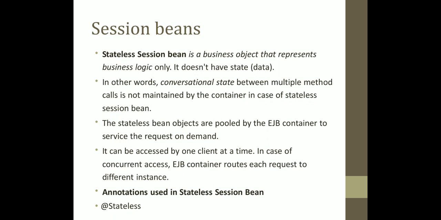The stateless bean objects are pooled by the EJB container to service requests on demand. A bean can be accessed by one client at a time, and in case of concurrent access, the EJB container routes each request to a different instance. The annotation used for a stateless session bean is @Stateless. The container normally creates a pool of a few stateless bean objects and uses these objects to process clients' requests. Because of the pool, the instance variable values are not guaranteed to be the same across lookups or any methods that are called.